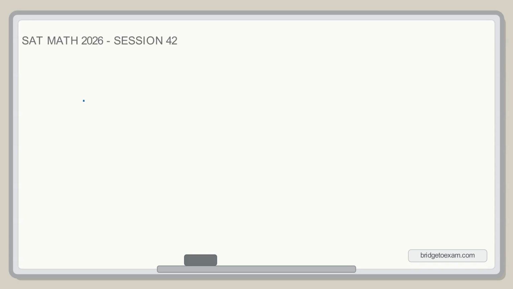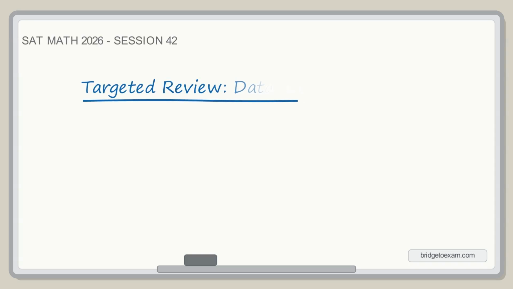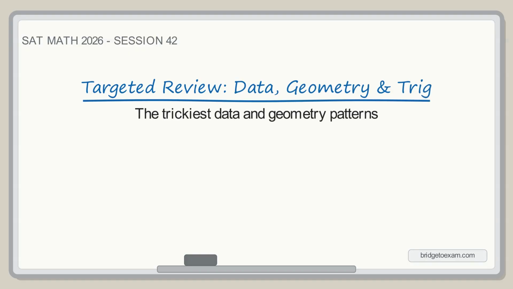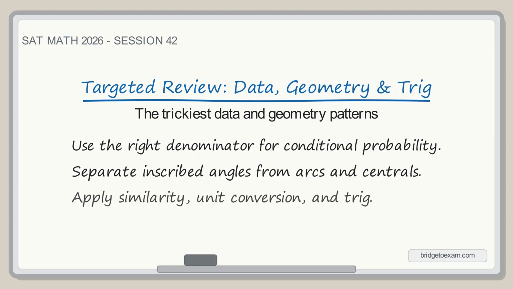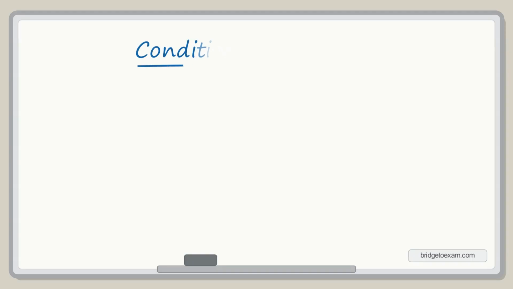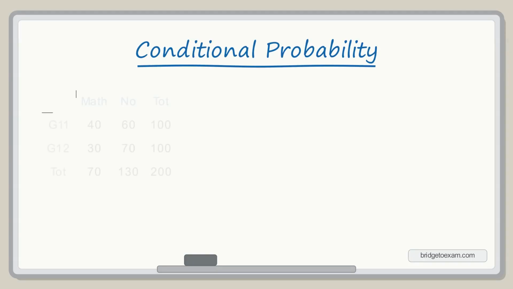Welcome to Session 42, the last of our targeted reviews. We sharpen the data analysis, geometry, and trigonometry patterns that cause the most avoidable mistakes. We'll choose the right denominator for conditional probability, keep inscribed angles and arcs straight, and apply similarity, unit conversion, and trig.